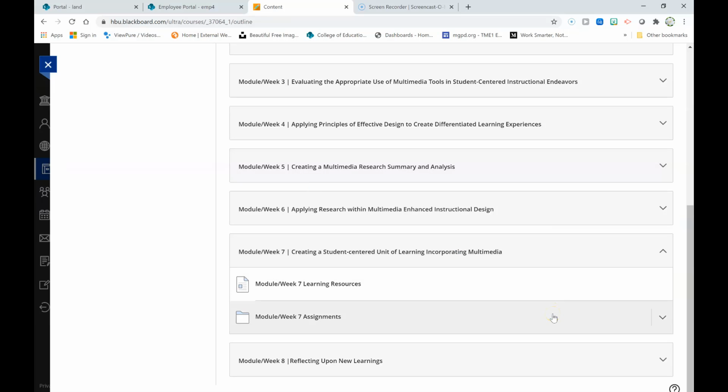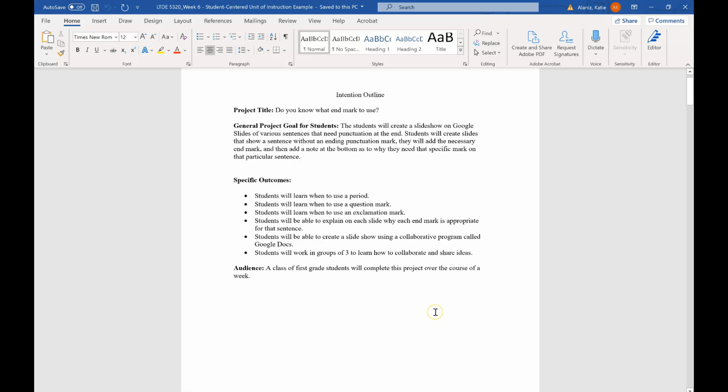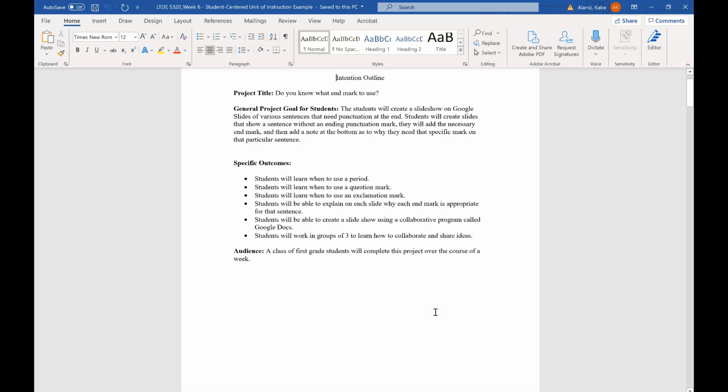This week, your assignment will involve actually creating a student-centered unit of instruction. And within this module, you will find an example that we are going to review together. So you'll want to first begin by creating an intention outline that includes the project title and general goals for students, as well as specific learning outcomes and an audience. And you see here that within this example, the target audience is a class of first grade students.